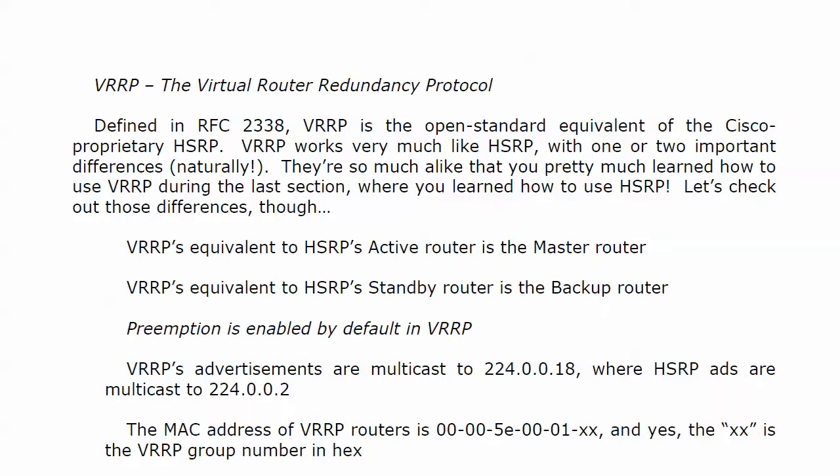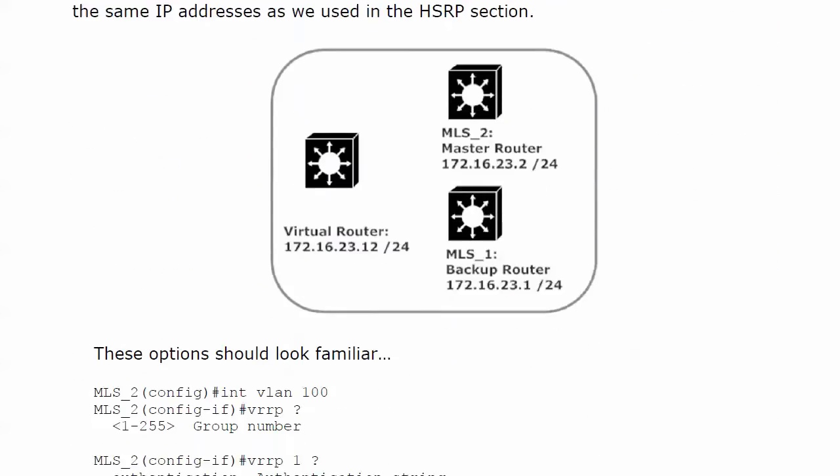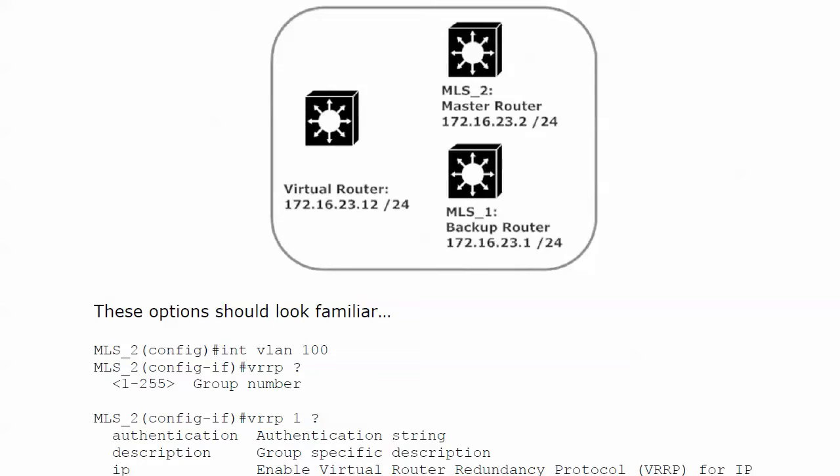Now we're going to see this particular protocol in action in just a moment, and here's what we're going to configure. We're going to have a master router that's going to be MLS2, and MLS1 is going to be our backup router. The virtual router we're going to create with the same IP address that we had in the HSRP section, that being 172.16.23.12. Let's go ahead and bring the live equipment up.